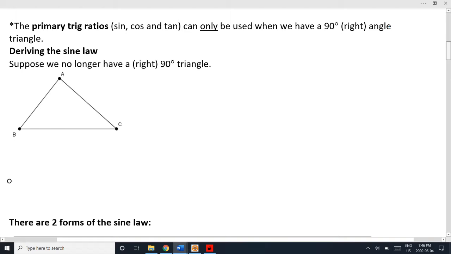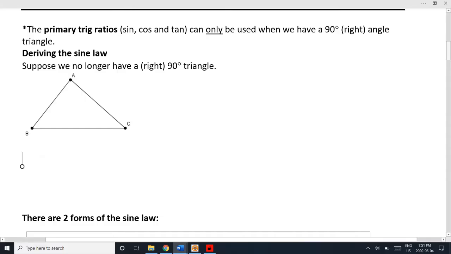The primary trigonometric ratios, sine, cosine, and tangent, can only be used when we have a 90-degree or right-angled triangle. So we need to have a method to solve triangles that are not right-angled triangles. Enter the sine law. Before we get to what the sine law is, let me show you where it comes from.